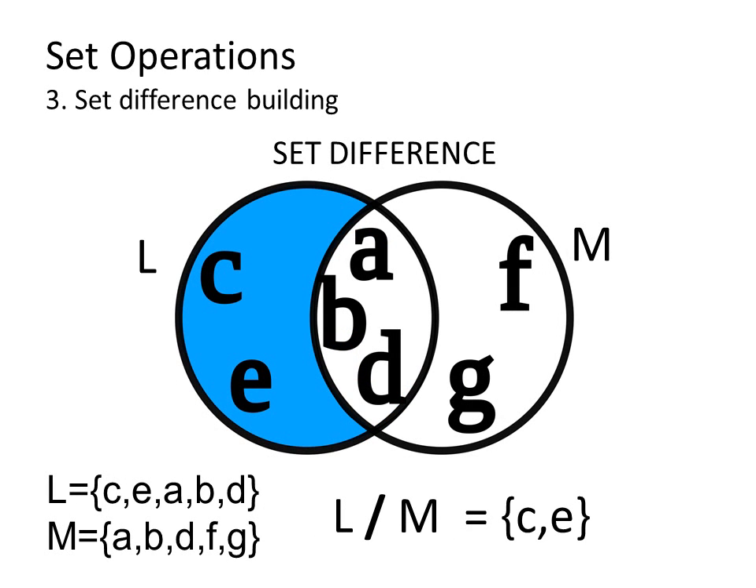The operation of set difference of two sets is defined as follows. L difference M is a set containing all the elements of L that are not elements of M. In our case, if L is equal to {A, B, C, D, E}, and M is equal to {A, B, D, G, F}, then L difference M would be the set consisting of the elements C and E only.